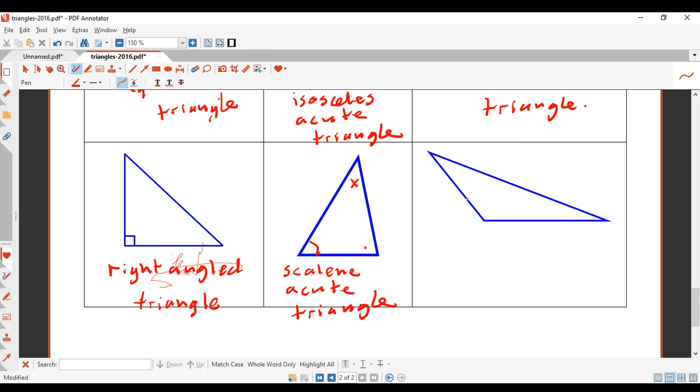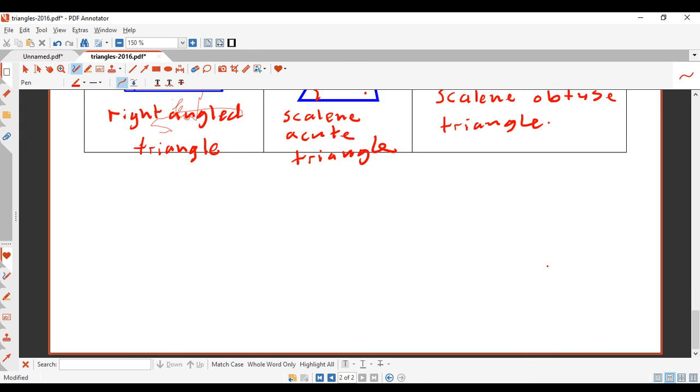And last of all, here you can see that we've got a big angle here. That's an obtuse angle, so it's got to be an obtuse angle triangle. It also looks like none of these sides are equal. It looks like all the sides are different lengths. So this is going to be a scalene triangle because all the sides are different lengths. But also we have an obtuse angle there. So it's a scalene obtuse triangle. Okay, and that is it.